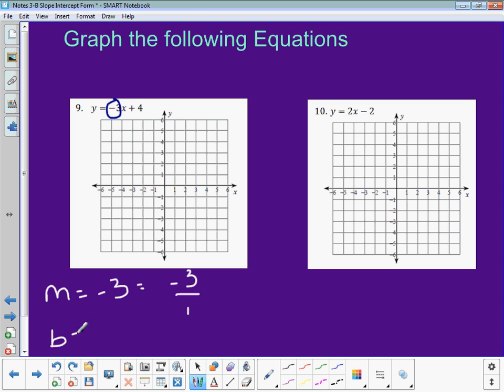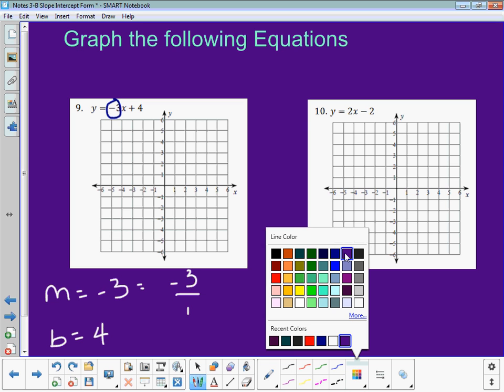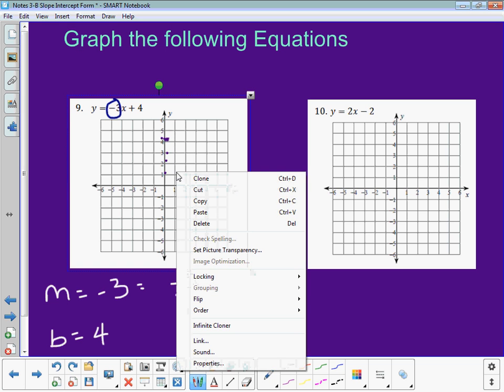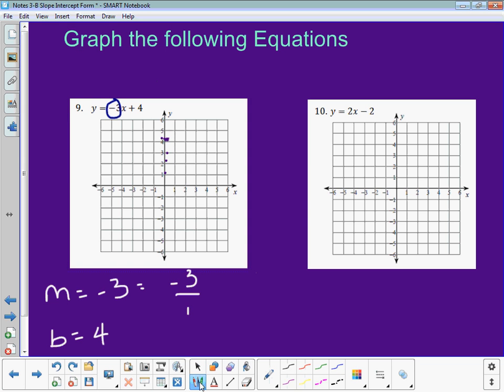My b, or my y-intercept, is 4. So I'm going to start off by graphing that. I'm going to find 4 on the y-axis, which is right here. So I know that that guy right there is a point. And then I need to go down 3, so I'm going to go down 1, 2, 1, 2, 3, and over 1. And I'm going to go ahead and plot that point right there.